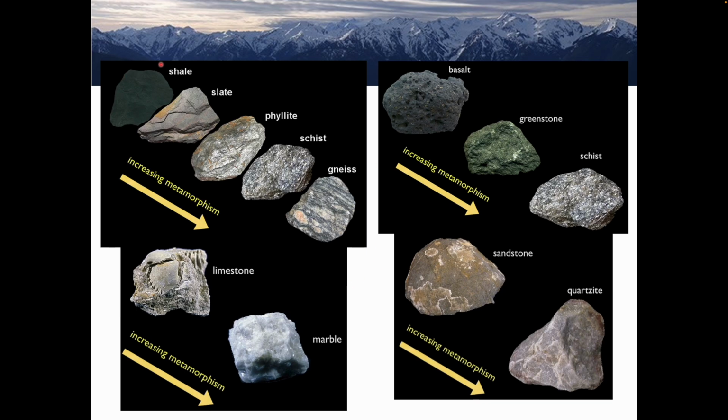On the upper left we have shale, which is just a sedimentary rock composed mostly of mud, that is silt and clay. If you slightly metamorphose it, you get slate, which is a low-grade metamorphic rock. If you increase the metamorphism more, you get phyllite, then schist, and then ultimately gneiss, which is the highest grade of metamorphic rock. The sedimentary rock limestone under metamorphosis becomes marble. Sandstone can become quartzite, and basalt will go to greenstone and then ultimately to schist.